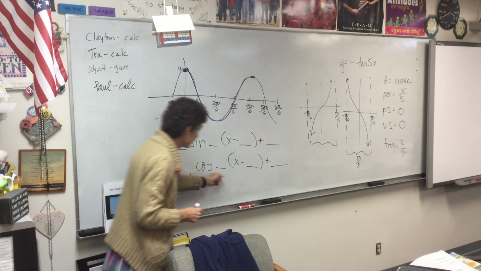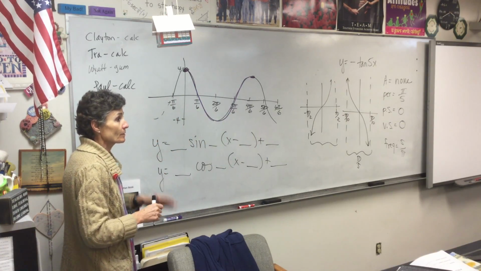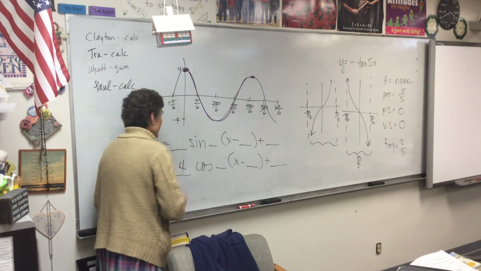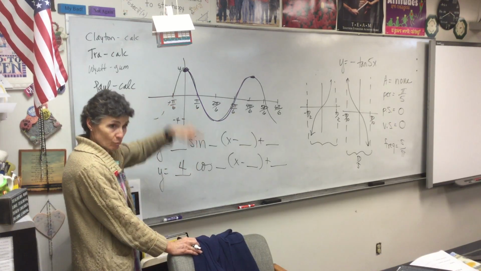All right, let's start filling in blanks. Can you fill in any of those blanks for this cosine curve? The 4 out here in front, and it would be a positive 4, right? Because that cosine is right side up.